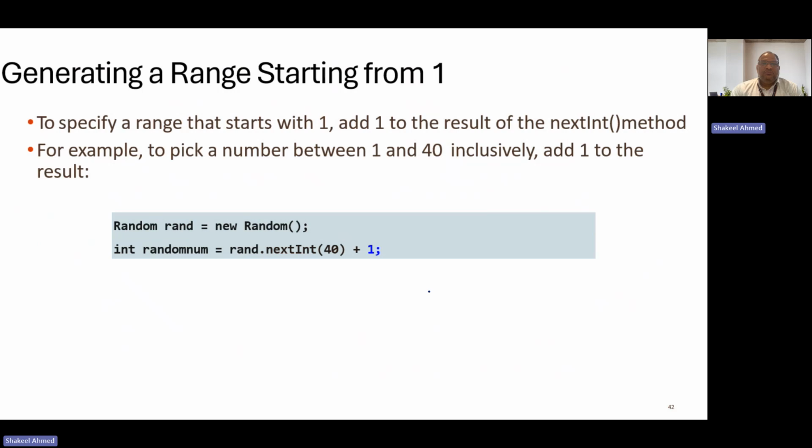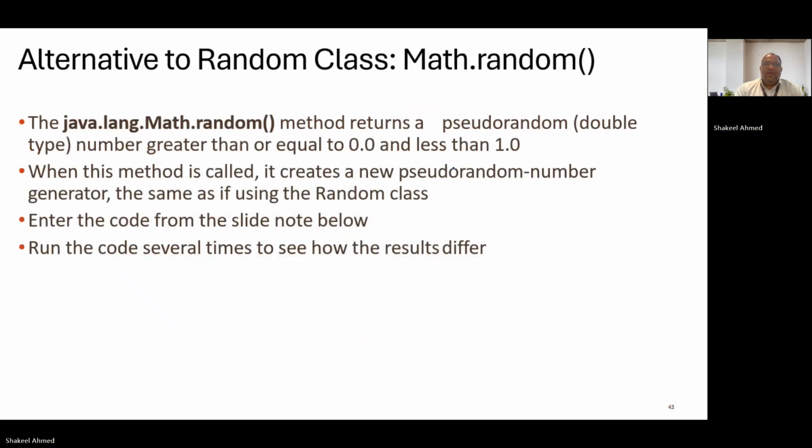Okay, so generating a range starting from 1. Say, for example, for particular numbers you want to start from 1. To specify a range that starts with 1, add 1 to the result of nextInt. For example, to pick a number between 1 and 40, you have to add 1 to the result. So you want specifically from 1 to 40, so you can simply write nextInt of the range, plus 1.